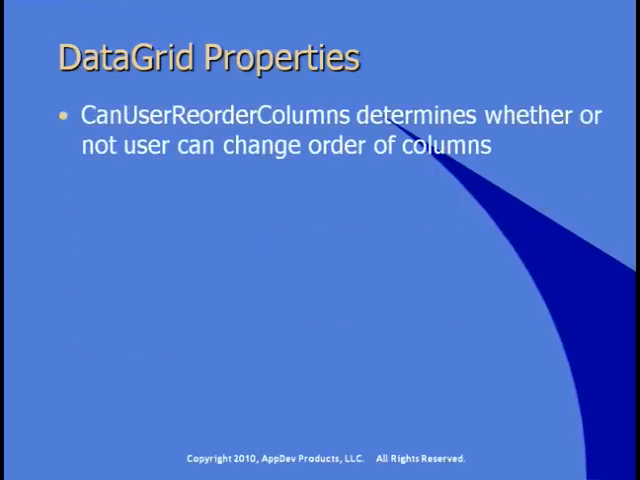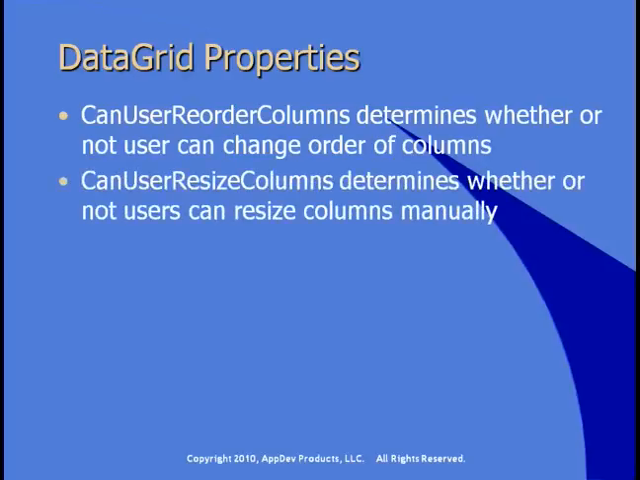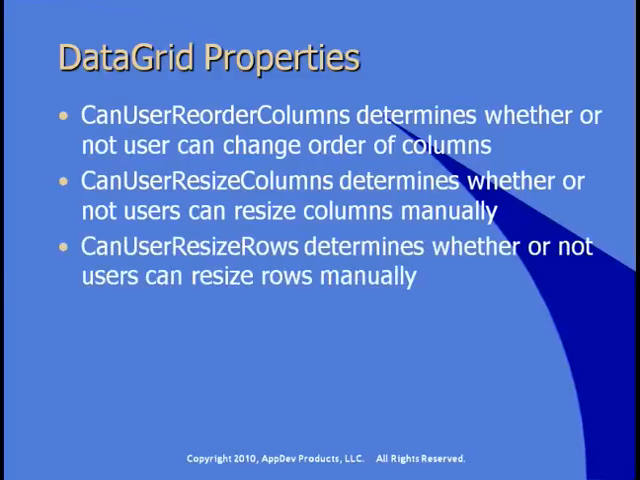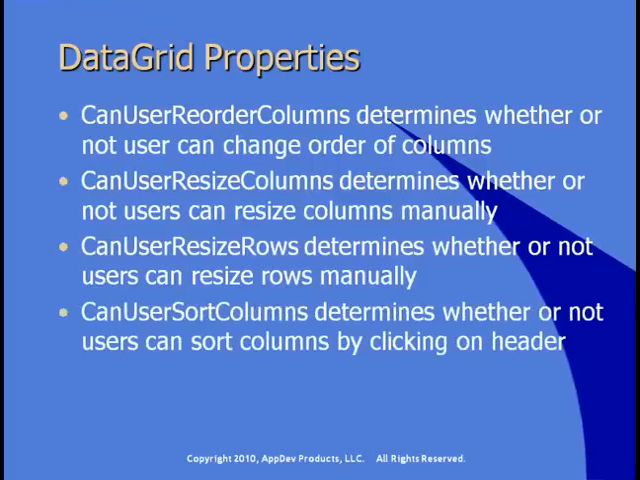You can control whether or not users can change the order of columns by setting the Can User Reorder Columns property. By default, users can resize columns. That's why the column width property is the default column width. You can take away that capability by setting Can User Resize Columns to false. Similarly, you can control whether or not users can resize rows. And then you can control whether or not users can sort columns by clicking on the header. So let's go take a look at data grids.